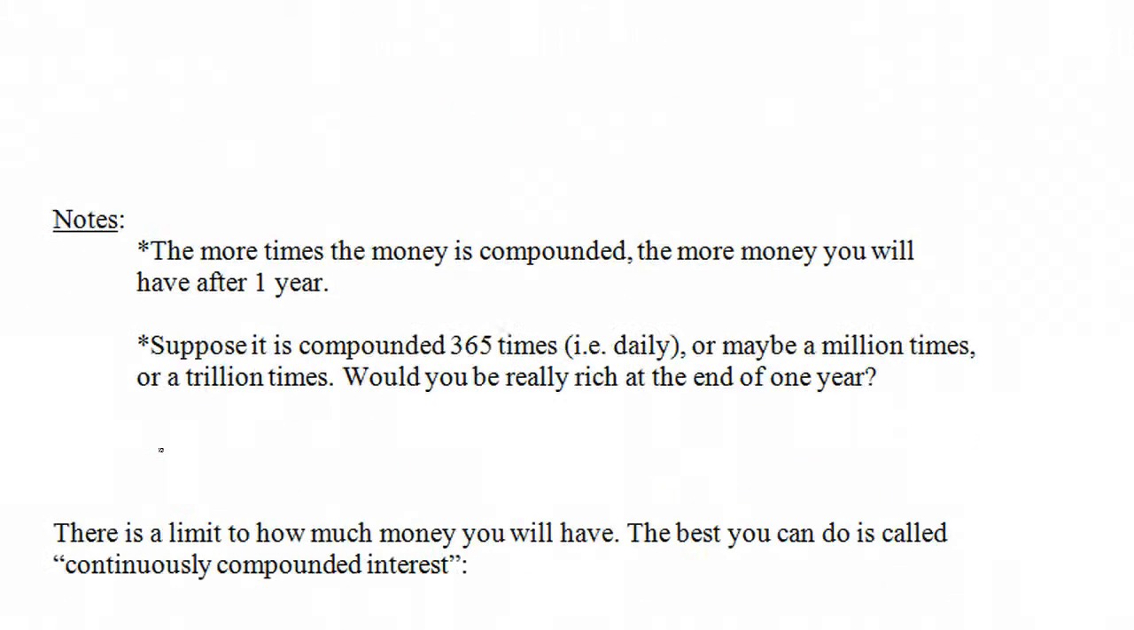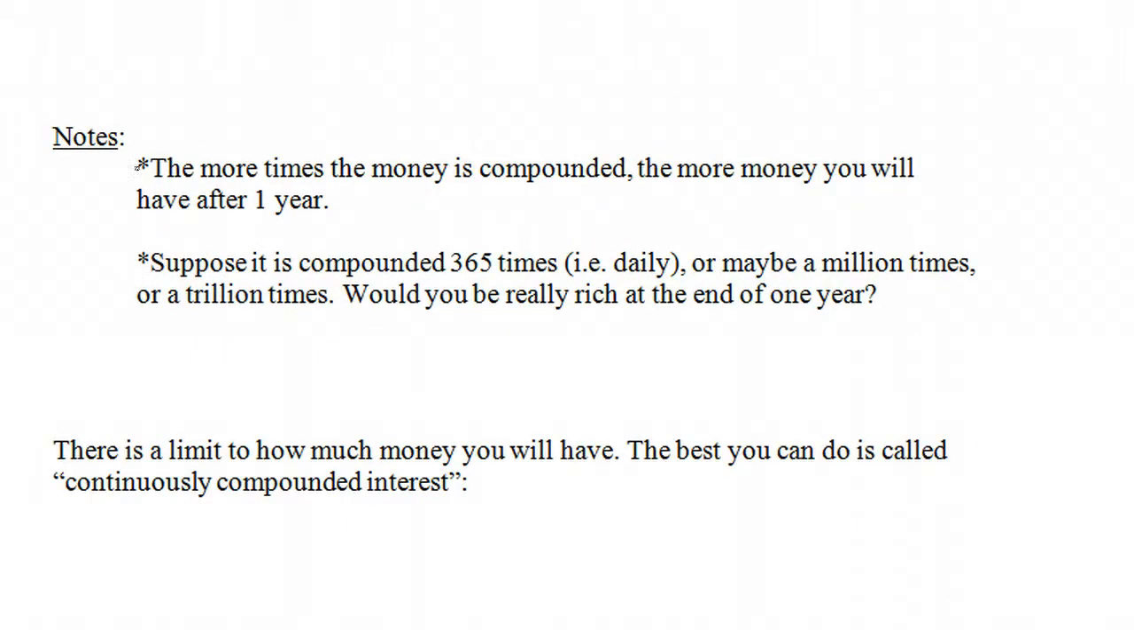So let's make a couple notes here. First of all, the more times the money is compounded, or the interest is compounded, the more money you'll have after 1 year. Okay, now let's suppose it's compounded 365 times per year. So in other words, daily, instead of just 1 time or 2 times or 4 times, what if it's 365 times per year? Or maybe 1,000,000 times a year, or 1,000,000,000,000 times per year? Okay, would you be really, really rich at the end of 1 year? Would you be like Bill Gates, or Warren Buffett?